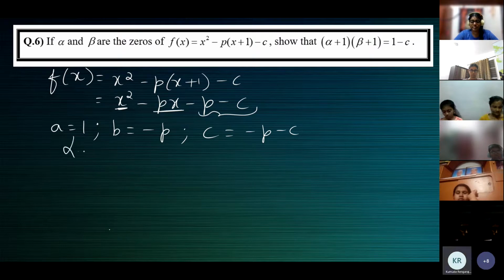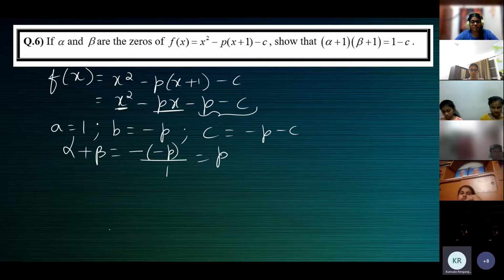Now alpha plus beta, the sum of the zeros, is minus b by a. Minus b by a is simply p. Product of the zeros is c by a. So you can see that c by a means minus p minus c.